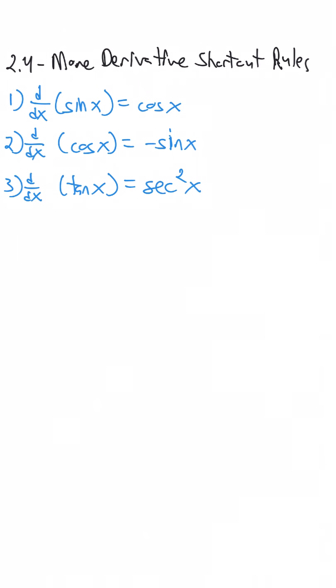The derivative of sine of x is cosine of x. d/dx of sine x equals cosine of x. Second rule, d/dx of cosine of x is negative sine of x. And d/dx of tangent of x is secant squared x. Just go ahead and memorize them.